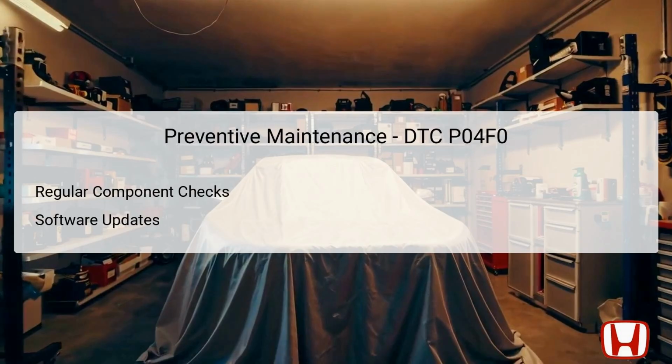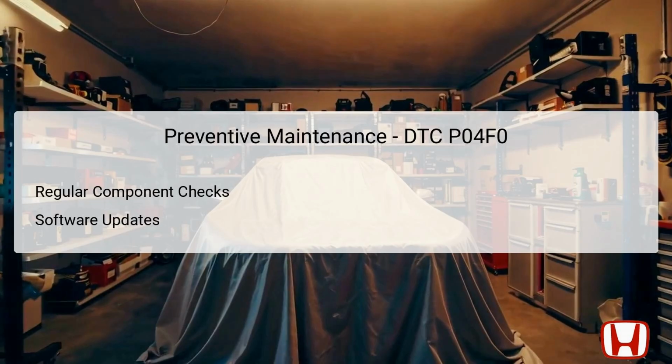To prevent future occurrences of DTC P04F0, performing regular maintenance on the EVAP system components is critical. Schedule routine inspections of the EVAP canister, purge valve, and associated hoses to ensure they remain free from blockages and in proper working condition. Additionally, ensure that any software updates for the vehicle's PCM are applied promptly, as these updates may include important fixes affecting the performance of the EVAP system.